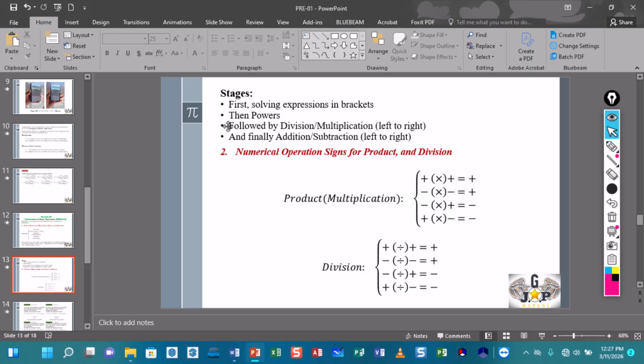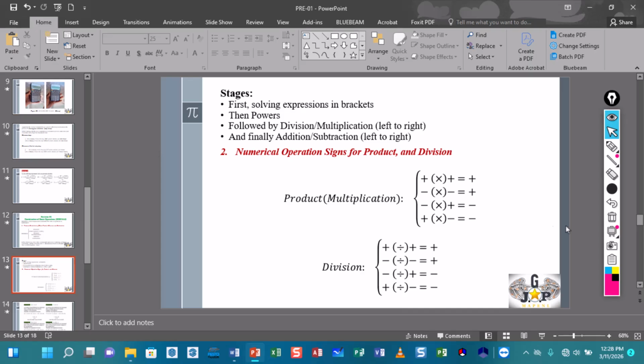Plus times plus gives you plus, minus times minus gives you plus, minus times plus gives you minus, plus times minus gives you minus. When it comes to division, plus divided by plus gives you plus, minus divided by minus gives you plus, minus divided by plus gives you minus, plus divided by minus gives you minus.